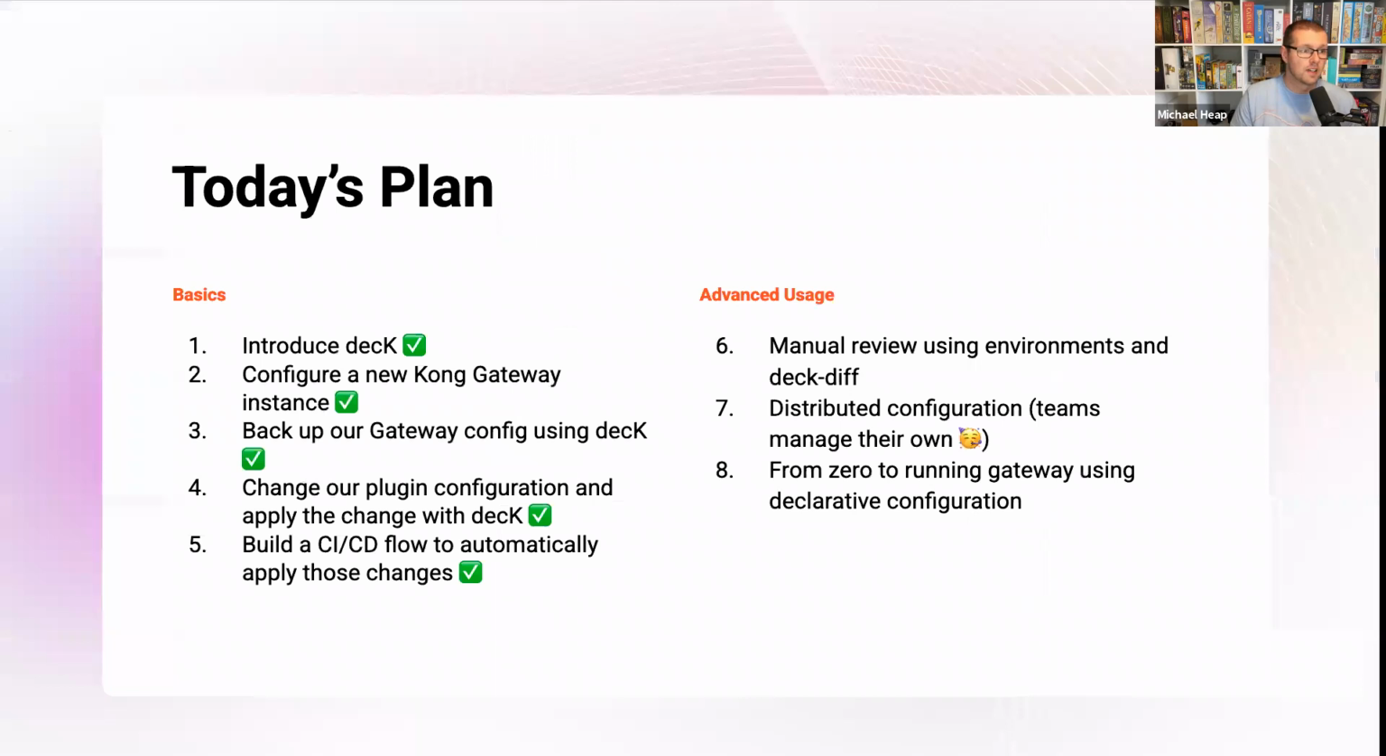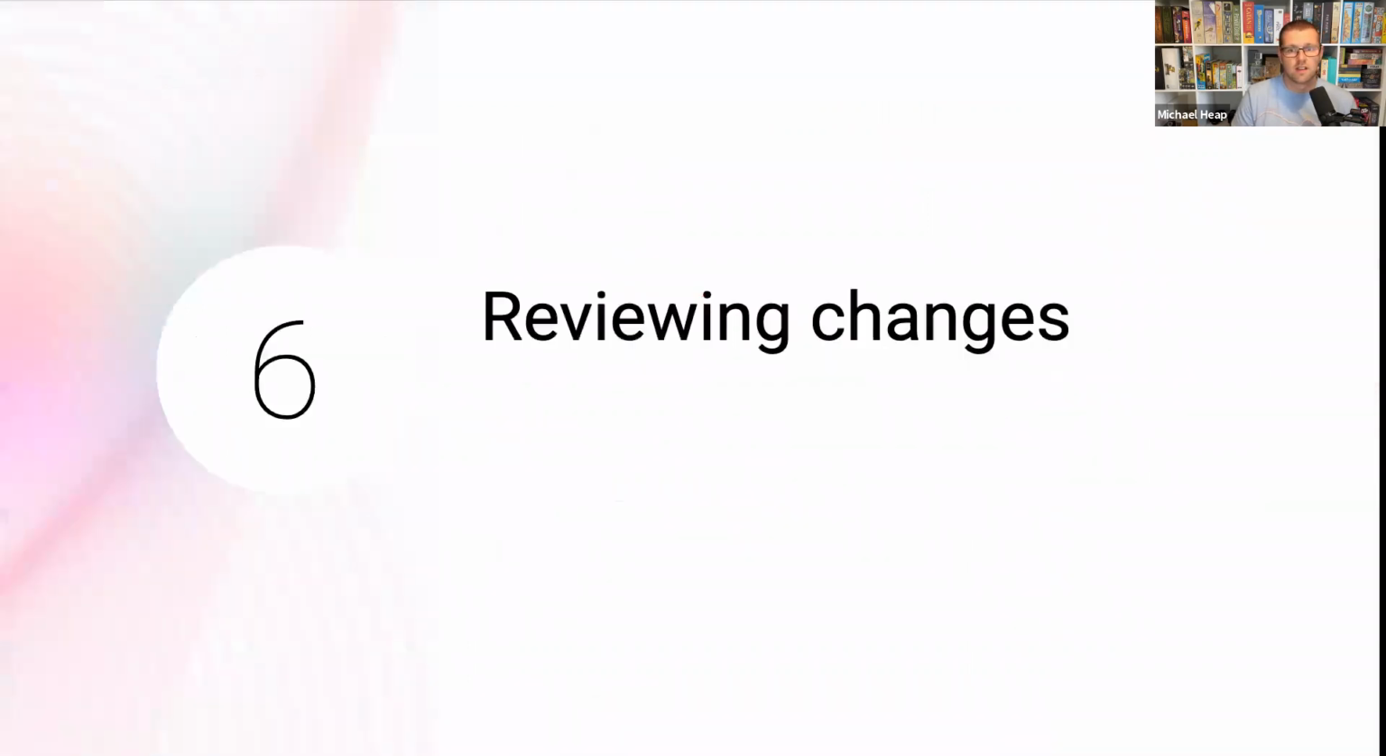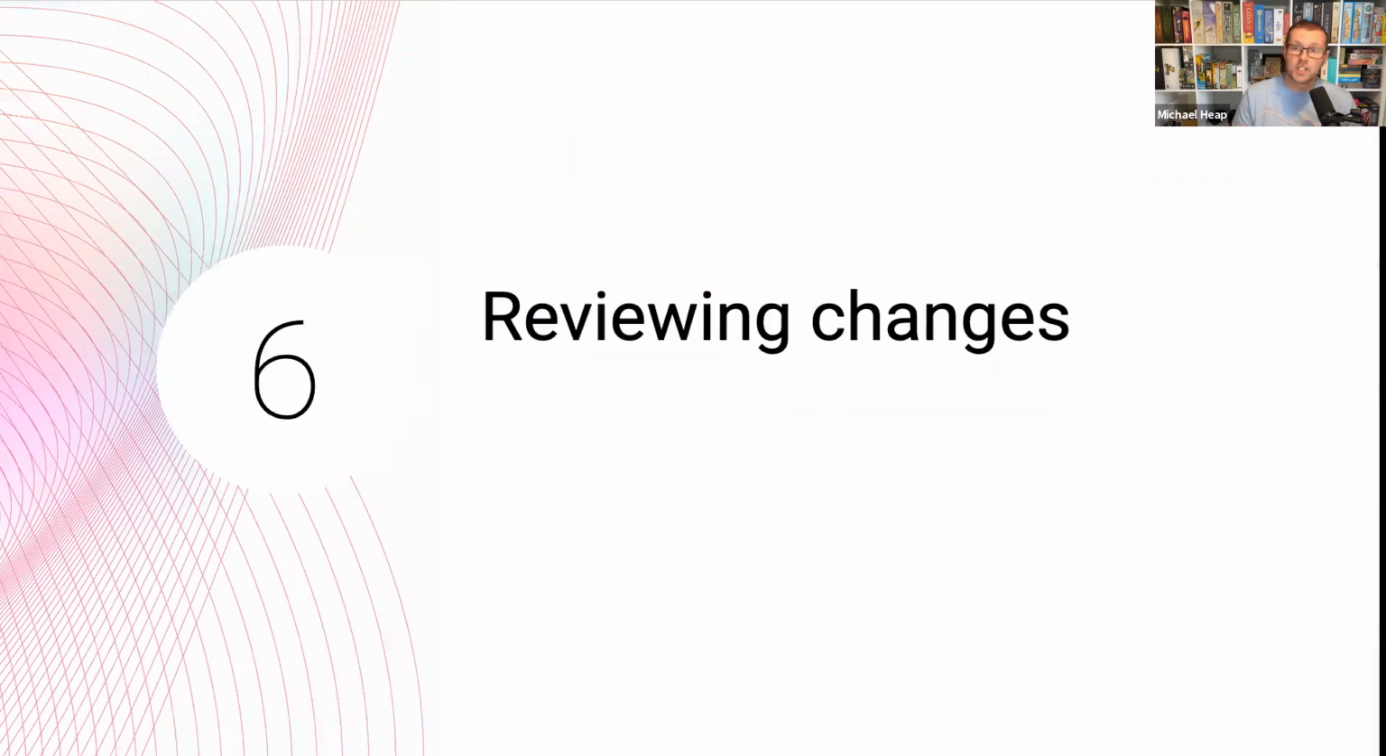So we're halfway through. We've introduced decK, configured a new instance. We've used decK dump and decK sync, and we applied changes through GitHub Actions. So now we should get onto the more complex usage. Things like reviewing changes, because perhaps you don't want configuration changes applying directly to production. After all, that's no safer than people making changes on their local machine. So we're going to add an approval step to our actions workflow that uses decK diff to show what would change.